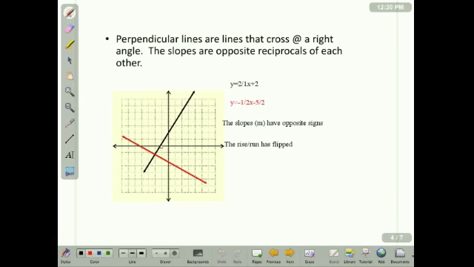lines are parallel. Notice that when they cross each other, in order for them to be truly perpendicular, they have to cross at a 90-degree angle or form a 90-degree angle. We're talking about opposite reciprocal slopes. The black line, the m is positive 2 over 1, and in the red line, the m is a negative 1 over 2. These would be perpendicular lines.